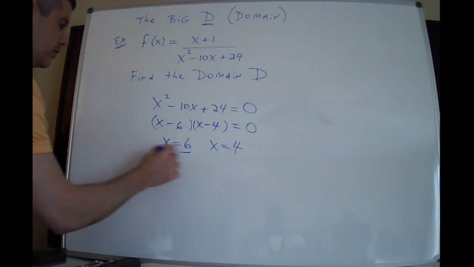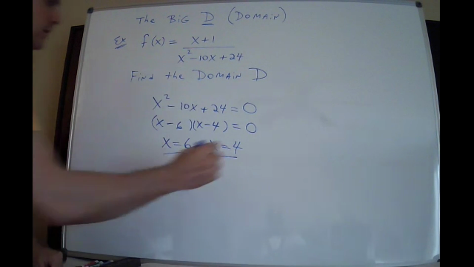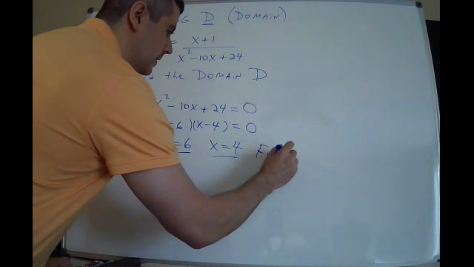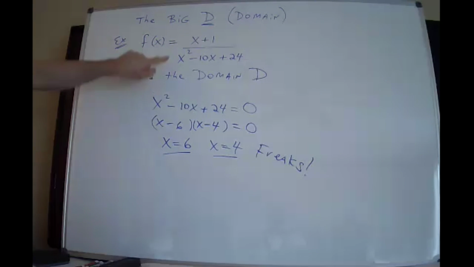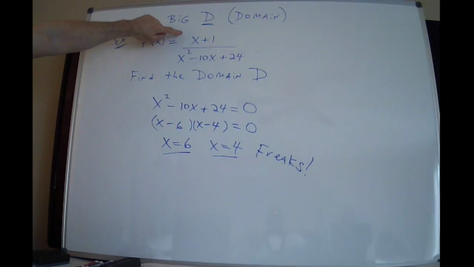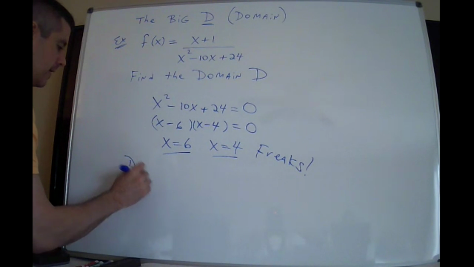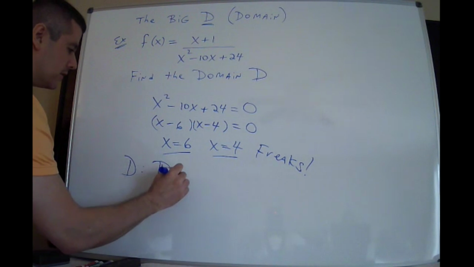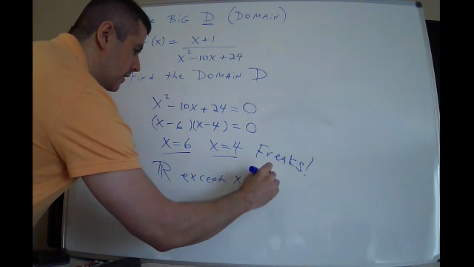So what do I know about these two numbers? You're like, I'm done, this is my answer. No. These are the freaks. These two break your function. If you take 6 and plug it in here, 6 plus 1 is 7, but who cares about the top? The top doesn't matter. The bottom matters. If you put 6 down here, you will get 0. If you put 4 down here, you will get 0. So these numbers break the function. So the domain is all real numbers except x equal 6 and 4.